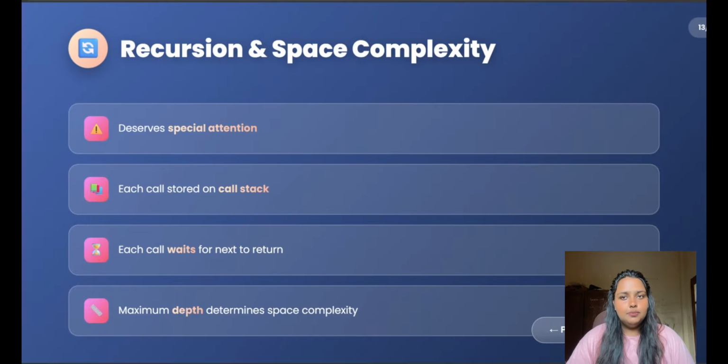Recursion deserves special attention when discussing space complexity. Even if a recursive algorithm does not create any extra arrays or objects, it still uses memory because each recursive call is stored on the call stack. For example, in a recursive factorial function, each function call waits for the next call to return. As a result, the maximum depth of recursion determines the space complexity. If the recursion depth is n, then the space complexity is O(n) due to the call stack.